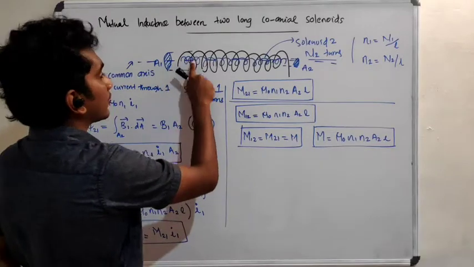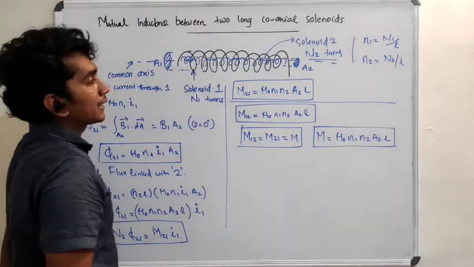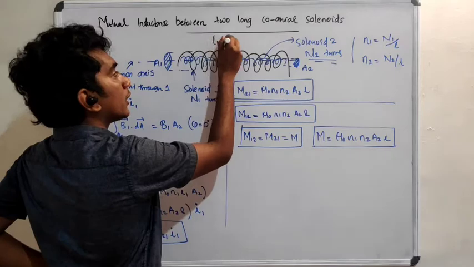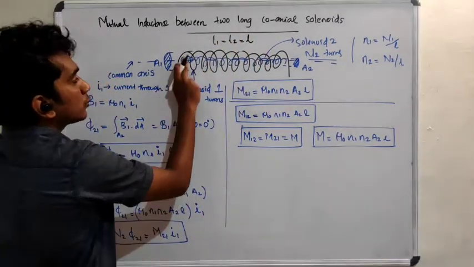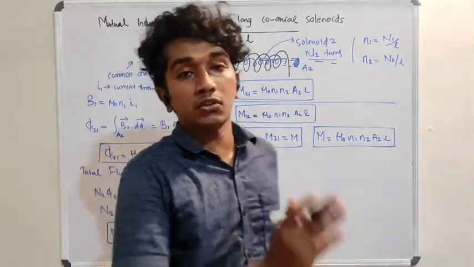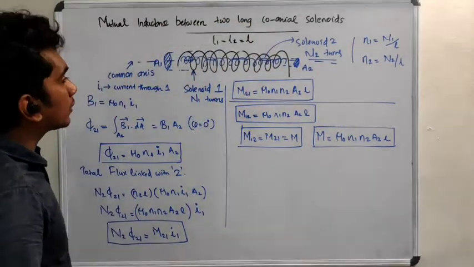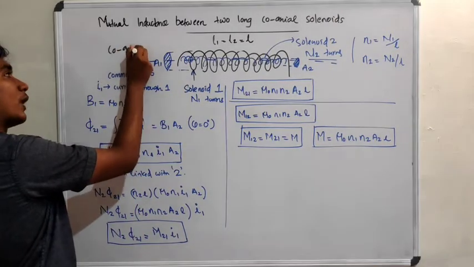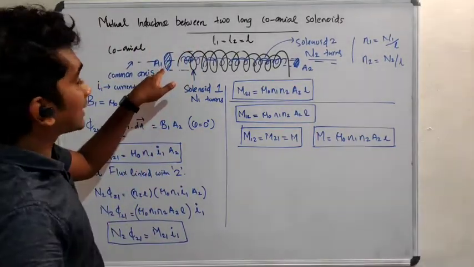This first one, the black one, is solenoid 1 with N1 number of turns, and the second one, the blue one, has the same length. Look at this, L1 is equal to L2. Both of them have the same length, equal to L. This one is solenoid 2, and the number of turns is N2. The lengths are equal, but the number of turns are not equal. And they are coaxial. The axis is the same for both.